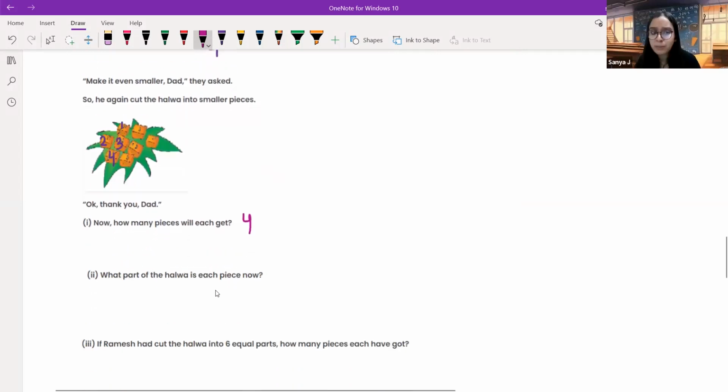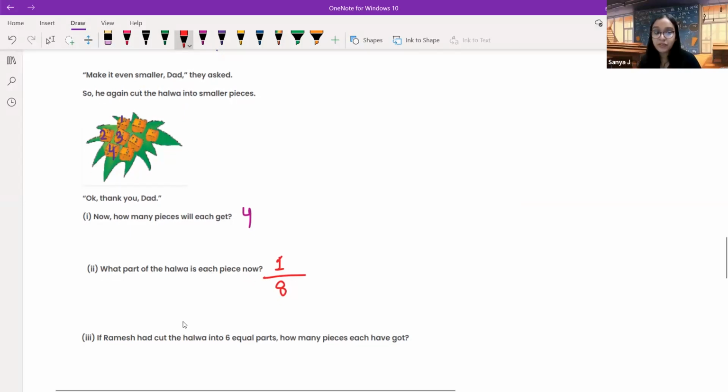Okay, and what part of halwa is each piece now? It's 4. Okay, not 4. We have to find for each piece. So it's going to be 1 out of how many equal parts? Out of 8 equal parts. So it's going to be 1/8.